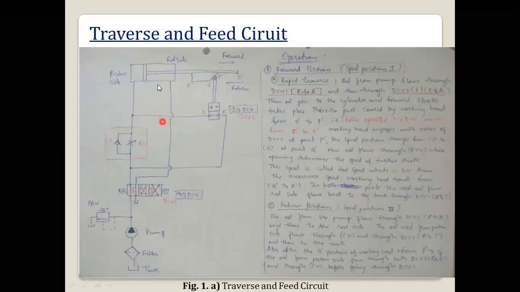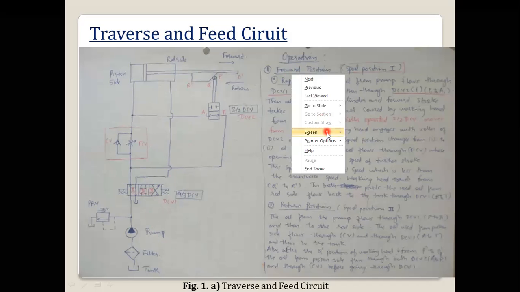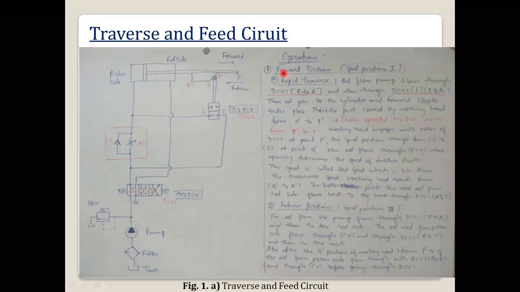So, same diagram I am discussing here. First I will discuss the forward position, how the circuit will work in the forward position, that is for spool position 1. So this is spool position 1. That means the flow will be from P to A, and the return will be from B to T.